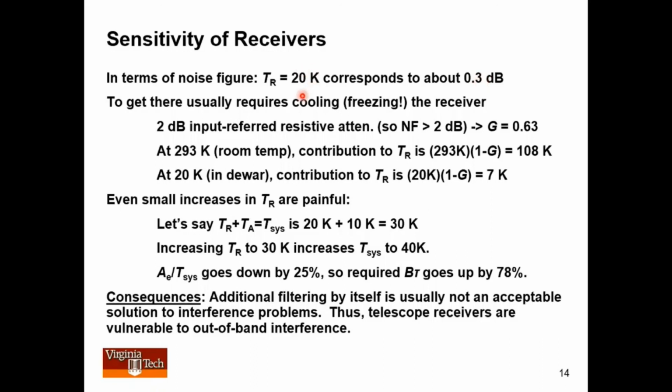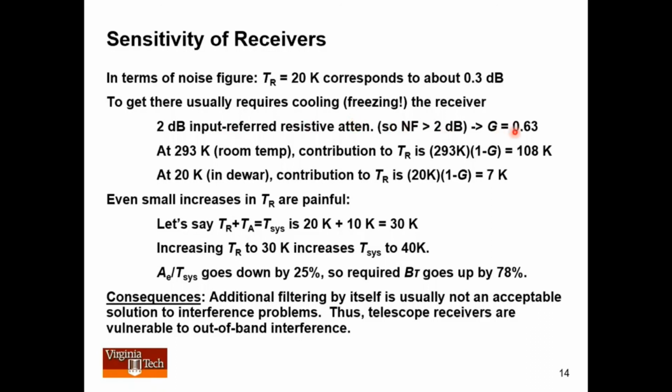When we say cooling, that is an understatement. Typically, that thing is frozen hard. 20 Kelvin physical temperature would not be an unusual number to cool that thing down to. The advantages are pretty clear. For example, if you have a set of RF plumbing which has an input referred resistive attenuation of 2 dB, such that the noise figure is above 2 dB. I'm trying to come up with a limiting argument here. If you have 2 dB of input referred resistive attenuation, the noise figure has to be at least 2 dB.